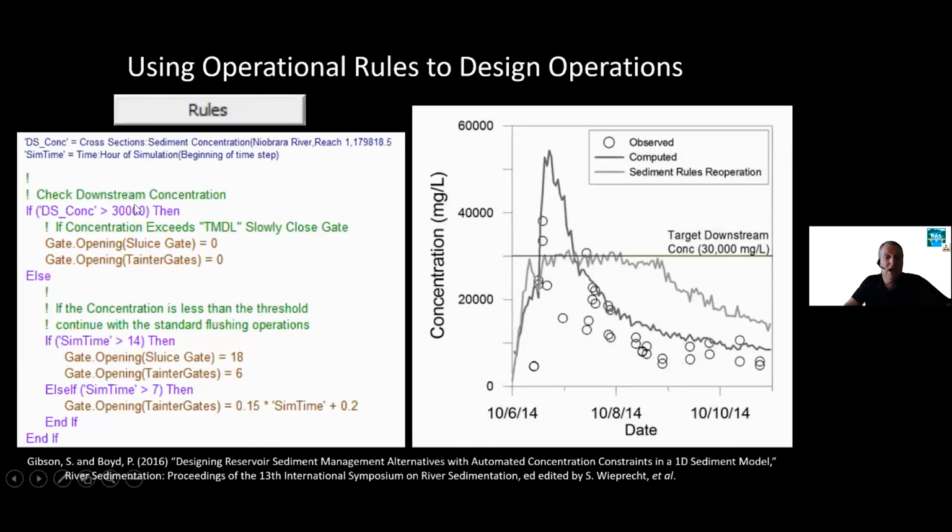And what you can see is we set up these operational rules so that if the downstream concentration exceeds 30,000 milligrams per liter, then we close the gates. We set the gates to 0. And otherwise, we open the gates.